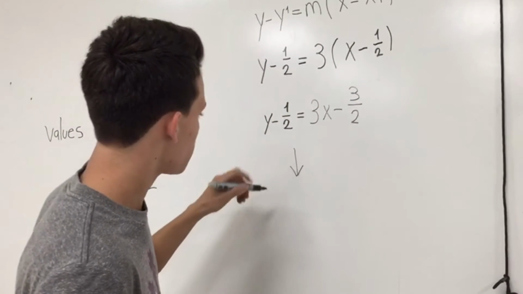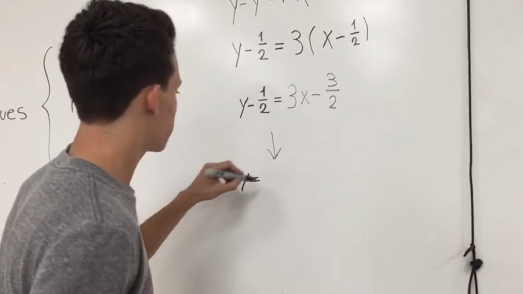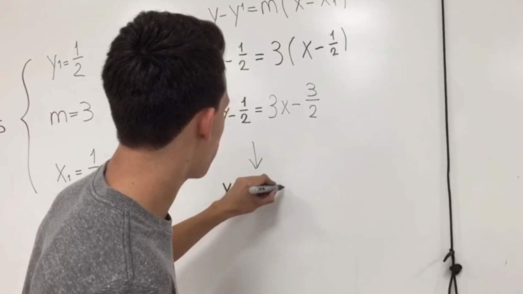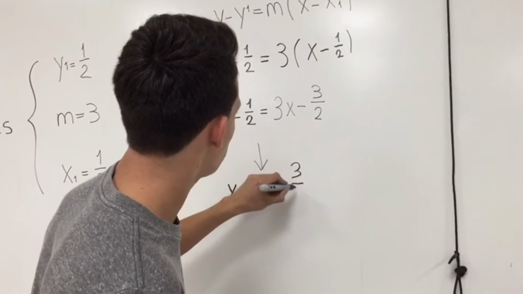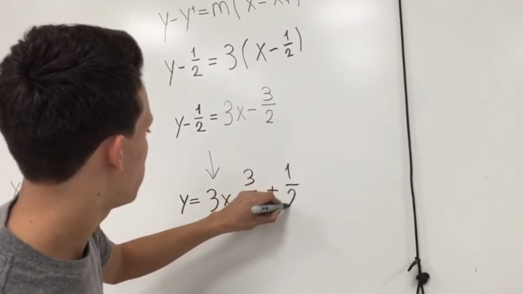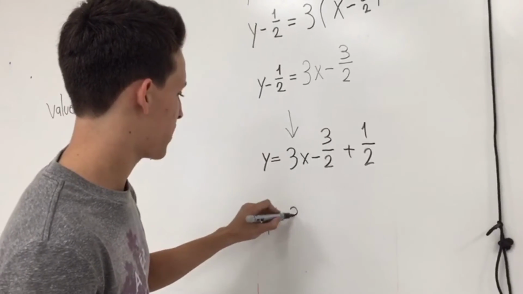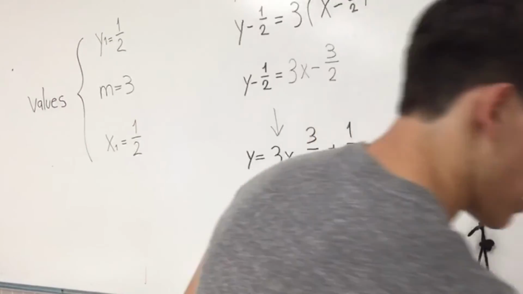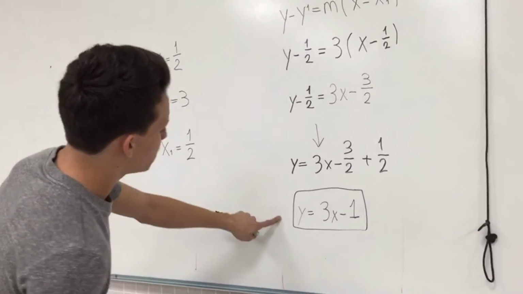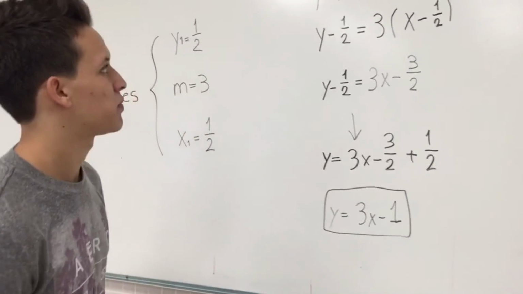And then we are going to pass to the other side the minus 1/2, so it's 3x minus 3/2 plus 1/2, and this is equal to this result, y equals 3x minus 1.